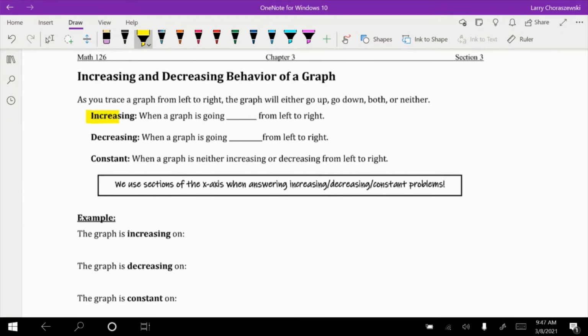A section of the graph that is going up as you trace your finger along it, going from left to right, would be a part of the graph that is increasing. So increasing behavior is when a graph is going up from left to right. So essentially your finger will kind of go in this direction.